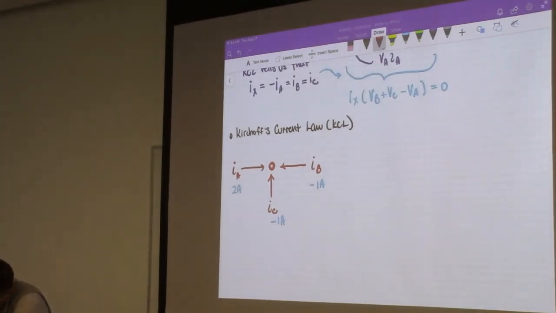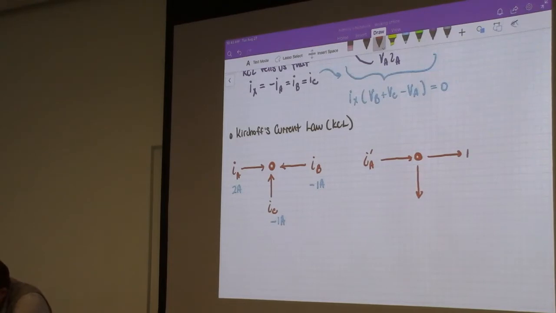Another way of looking at it, which is really saying the exact same thing, is just playing with the directions in which we have defined our currents. So now in this one, I've defined the directions of IA and IB differently. And so now in this same case, it will be 2 amps, 1 amp, and 1 amp.